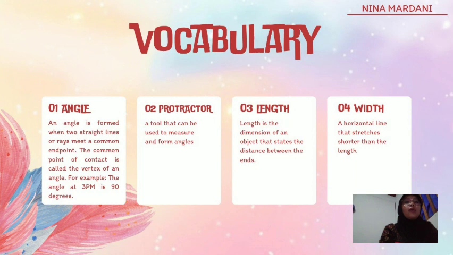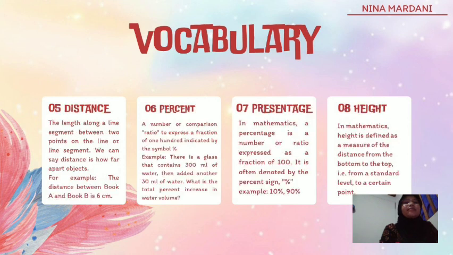Protractor, a tool that can be used to measure and form angles. Length. Length is the dimension of an object that states the distance between the ends. Width. A horizontal length that stretches shorter than the length.